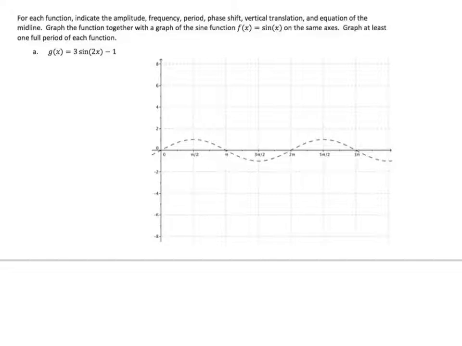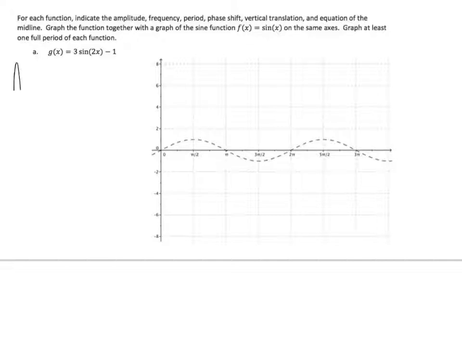All right. Now, there are 8 of these. I've only left 4 for us to do together, and I might not do all those 4 together. Then the last 4, I just put the answer in from the book, just because that's a lot to do together. So, for each function, indicate the amplitude, frequency, period, phase shift, vertical translation, and equation of the midline. Graph the function together with a graph of the sine function on the same axes. Graph at least one full period for each function. So let's just work through a few of them.